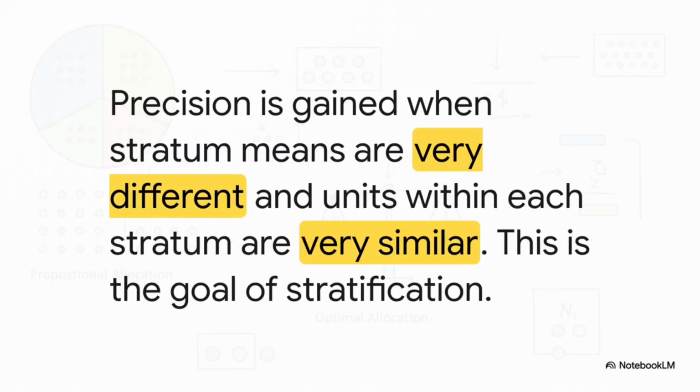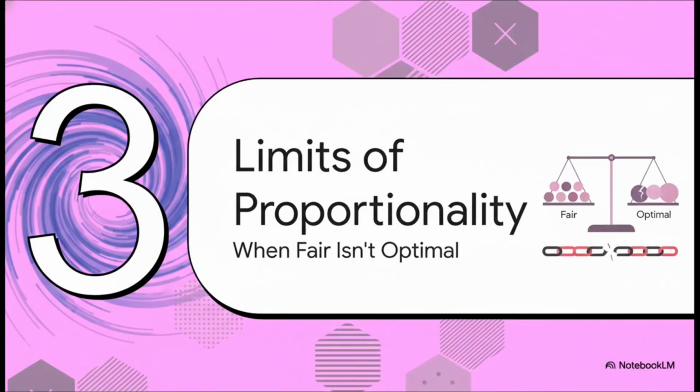So what does that mean in the real world? Well, think about estimating the average height of students. Let's say we stratify by gender. If, on average, men are taller than women, so the group means are different, and within each group, people's heights are pretty similar, then stratification is going to be a massive win. We've effectively taken the difference in height between men and women out of the equation, making our overall estimate much sharper.